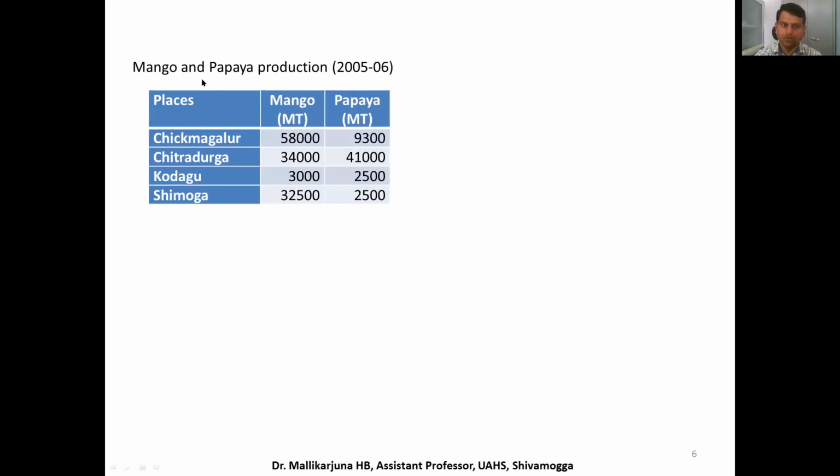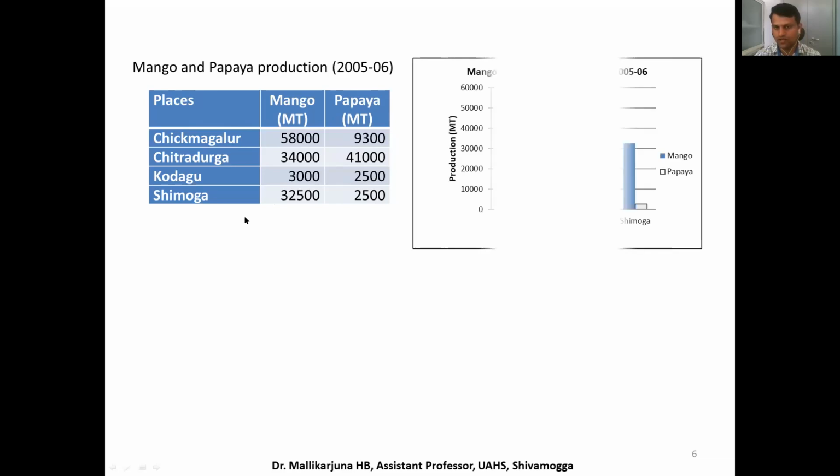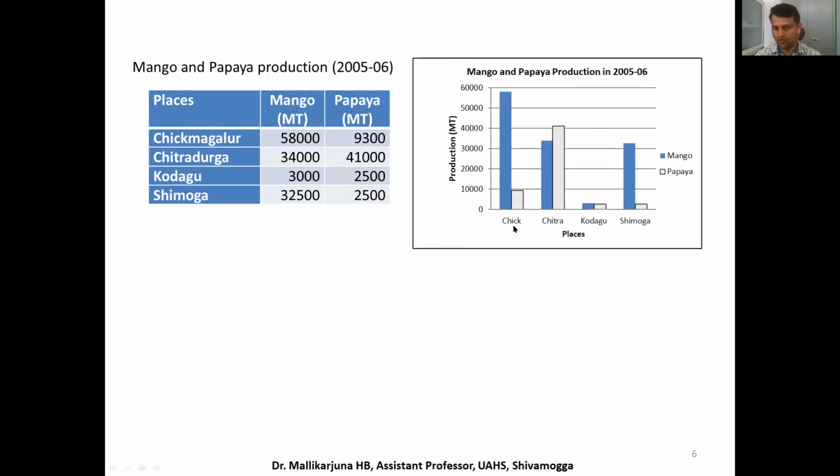Compared to the previous table, here I have taken the papaya production as additional information. So to represent this type of data, instead of a simple bar diagram, we can use this type of diagram. With each attribute, one more bar, one more column. We can observe here, this first column indicates mango production with respect to Chikmagalur, around 58,000. And another column is papaya production, 9,300.